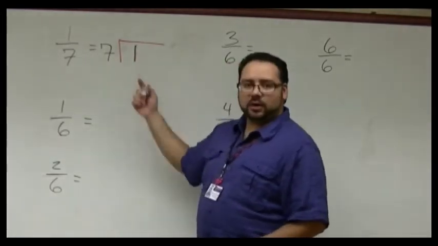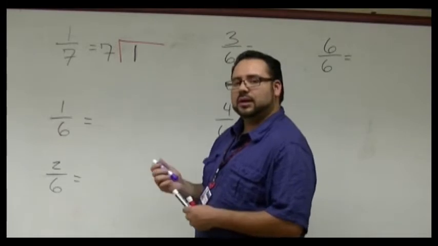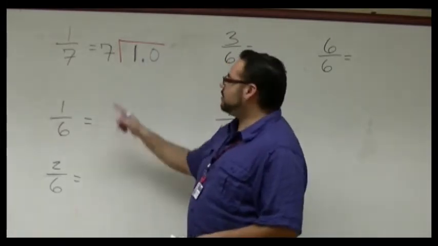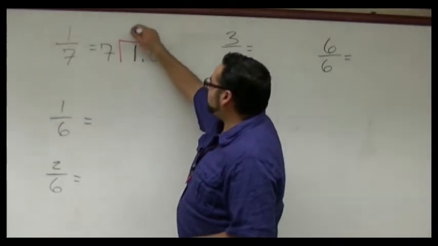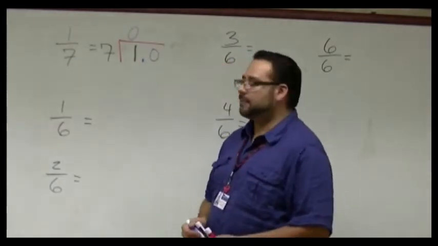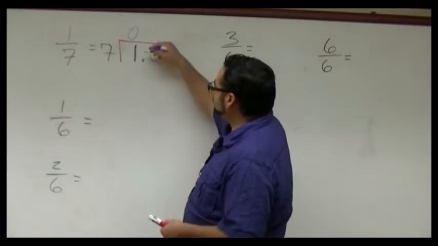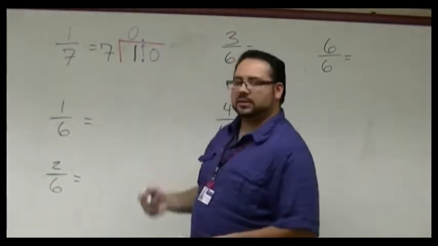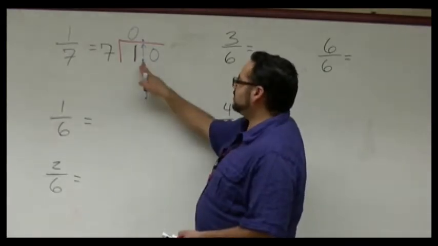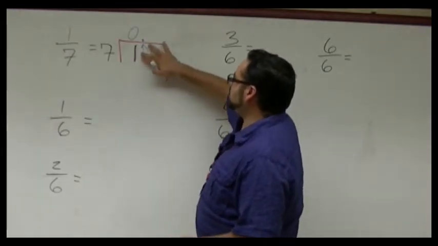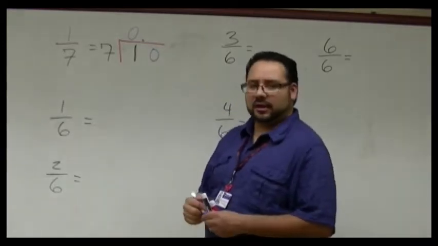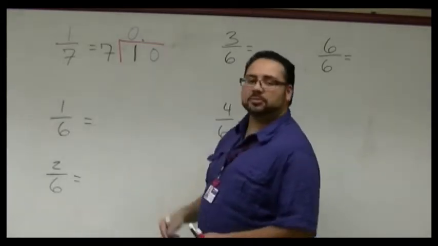7 cannot go into 1, so I have to add a decimal and a 0, and because 7 cannot go into 1, I put a 0 up there. Now I move this decimal up to my quotient, which is the answer to my division. Since the decimal is moved up, I can erase it, and now I have 10 inside.